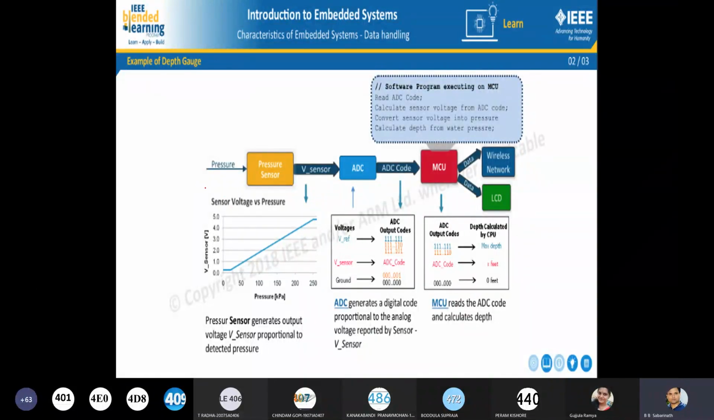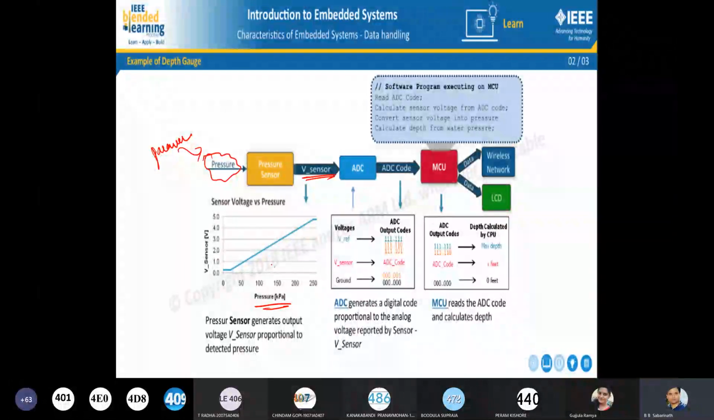A simple example: we have pressure, a parameter which we need to sense. So we use a pressure sensor. This is the sensor characteristic, input pressure versus output voltage. It shows a linear characteristic, so based on this it gives the corresponding voltage for whatever the pressure is.